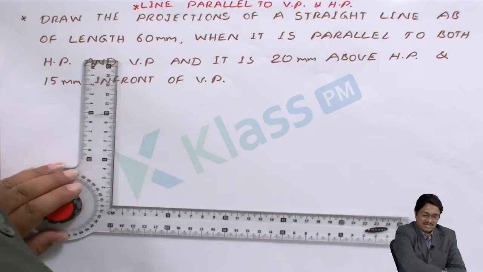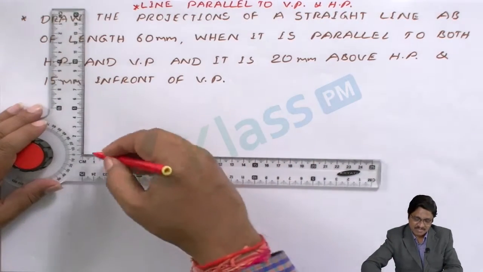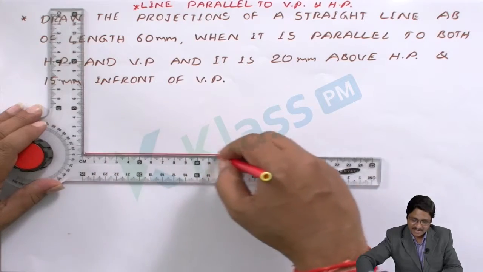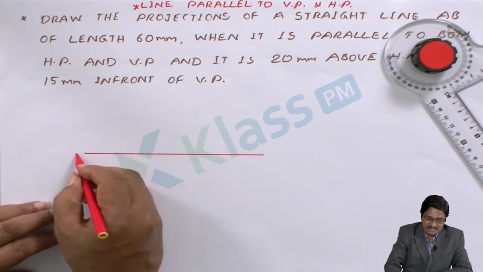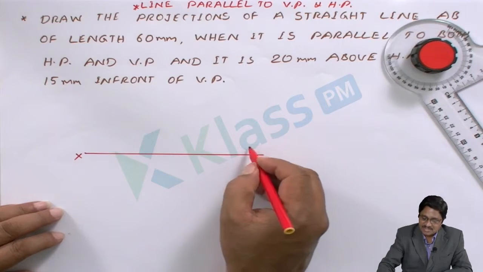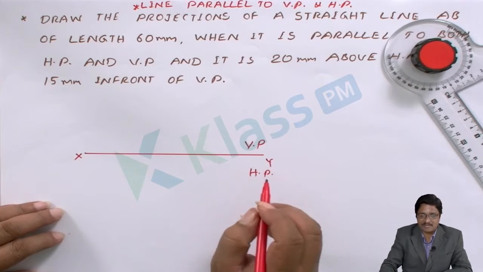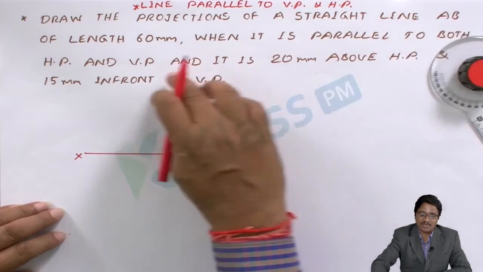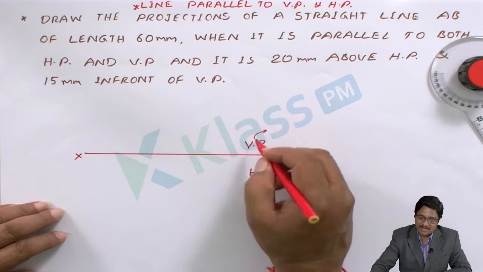So as usual, draw the XY reference line. Since we are drawing all the problems with respect to the first quadrant, draw the XY reference line. After that, identify the plane areas. In first angle projection, above the line is the vertical plane area, below is the horizontal plane area. Being parallel to both the planes, I can choose any one of them. So let me choose the vertical plane projection.